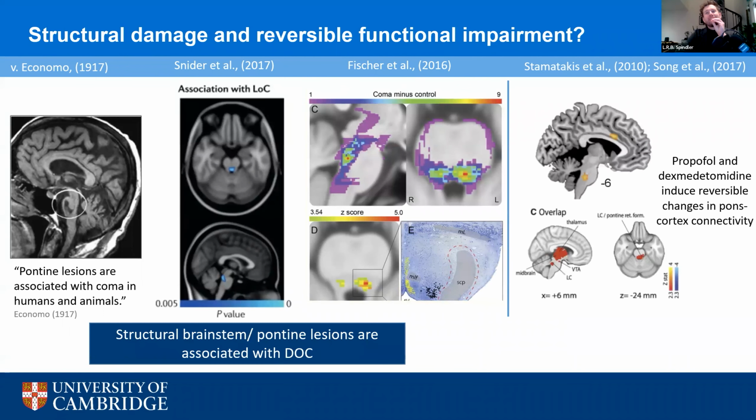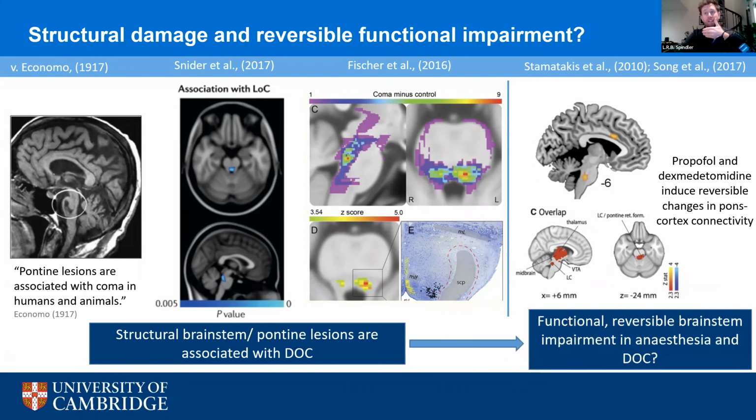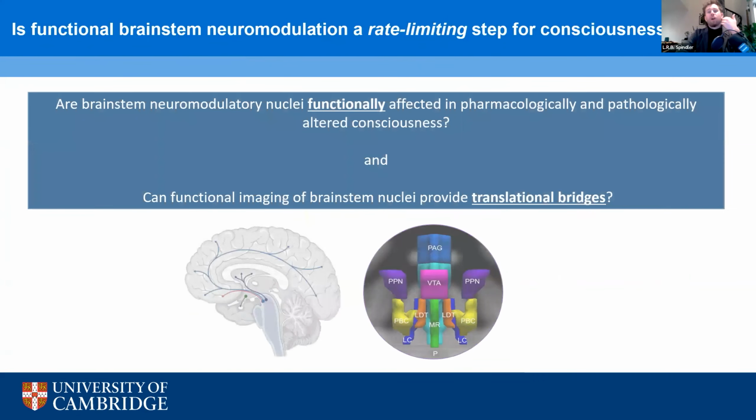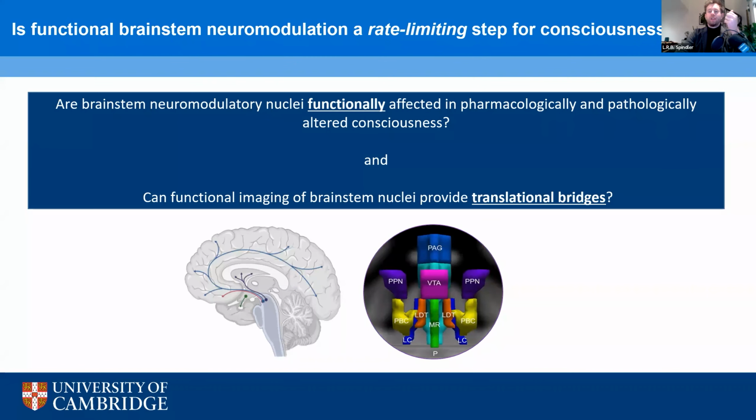But importantly, in anesthesia, some people have reported reversible changes in connectivity of the brainstem to the cortex that, however, after they recover from anesthesia, are gone again. So could it be that some of the deficits in disorders of consciousness are not just down to structural deficits in the brainstem, but rather derived from functional deficits that we may be able to act upon? So our overarching question for this research was, could a neuromodulatory nucleus function be affected in consciousness alteration?